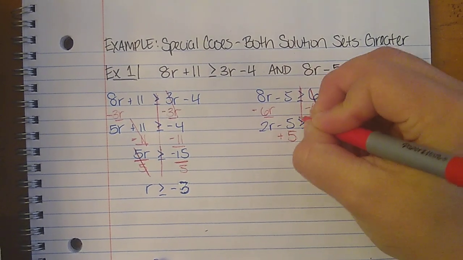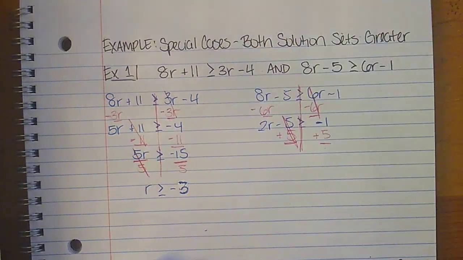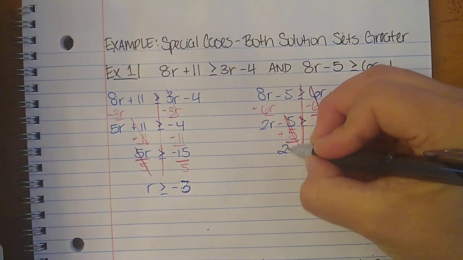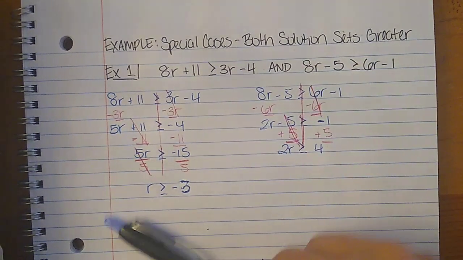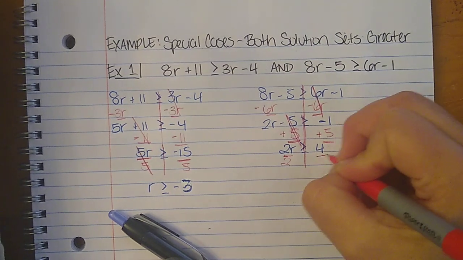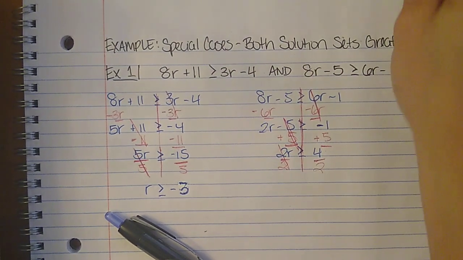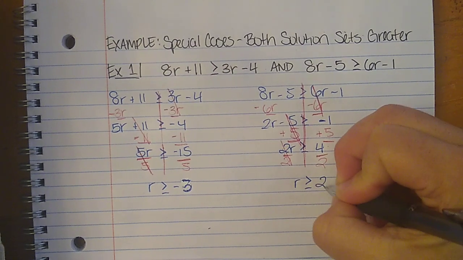Adding 5, they zero out. I end up with 2r is greater than or equal to -1 plus 5, which is 4. And my last step here is dividing both sides of my inequality by 2. 4 divided by 2 is 2, so r is also greater than or equal to 2.